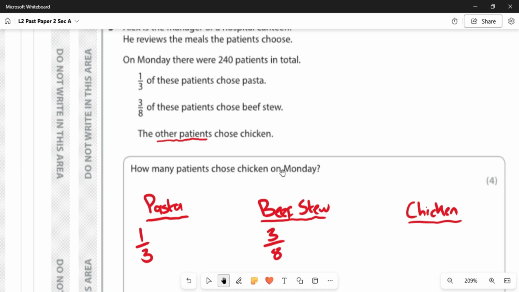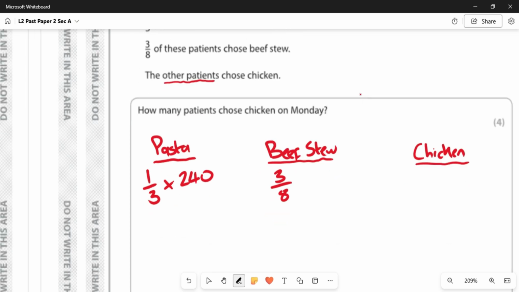Okay, so there's a couple of ways you could do this. You could work out a third of 240. Without the calculator, if you work out a third of anything, you just divide by the denominator, so you just divide by the 3. So for example, 240 divided by 3, let's use the bus stop method. 3 into 2 doesn't go. 3 into 24 goes 8 times, and that's a 0. So 80 patients chose pasta.